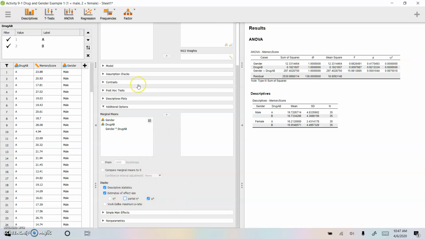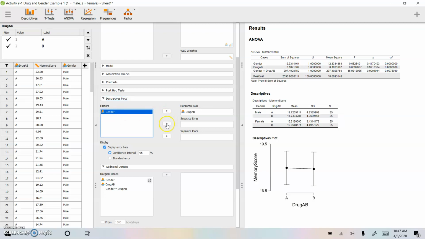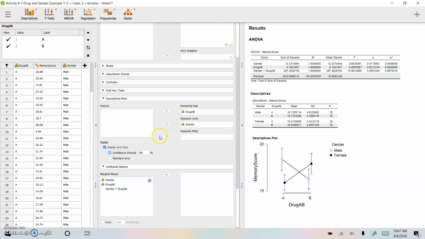Now let's also look at a graph, right? So click on descriptive plots, and we're going to look at a graph of these two independent variables simultaneously. So I'm going to put drug A versus B on the horizontal axis and make separate lines for gender. It's by default giving me the confidence intervals there, but if that didn't happen for you, click on display error bars and then ask for the confidence intervals. All right, so this is the main information we need to get started looking at our interaction.